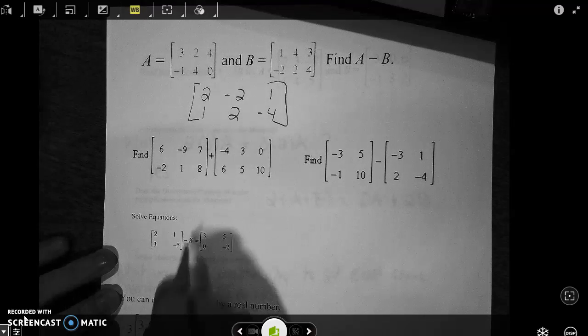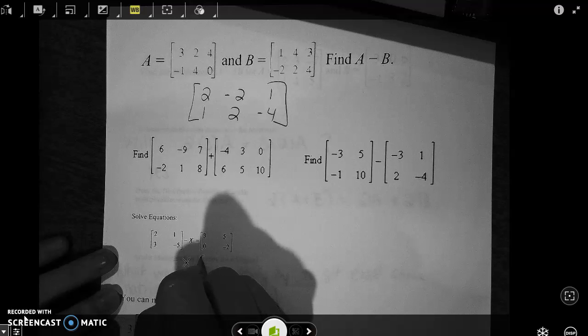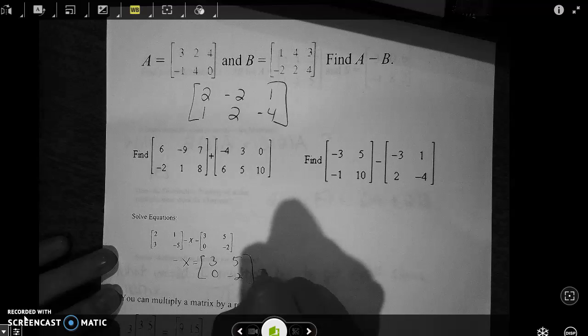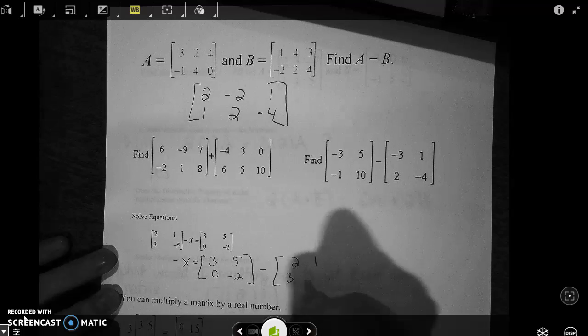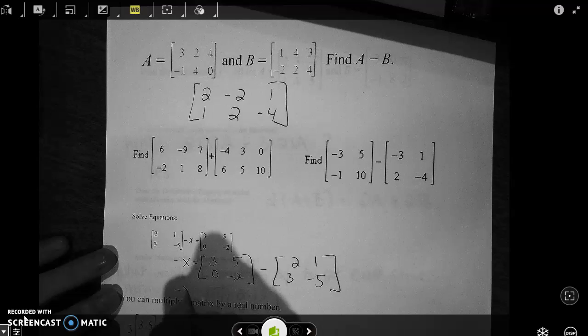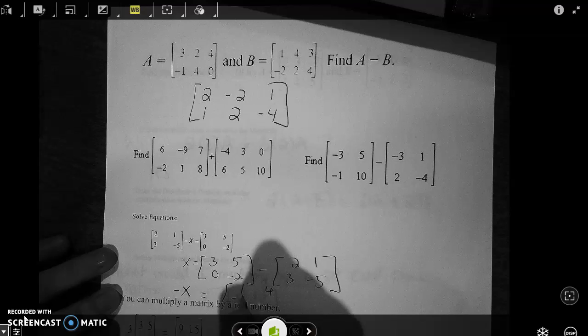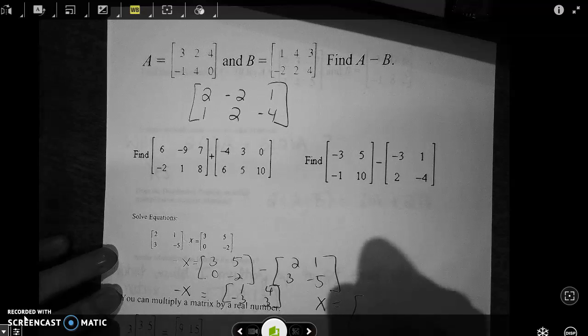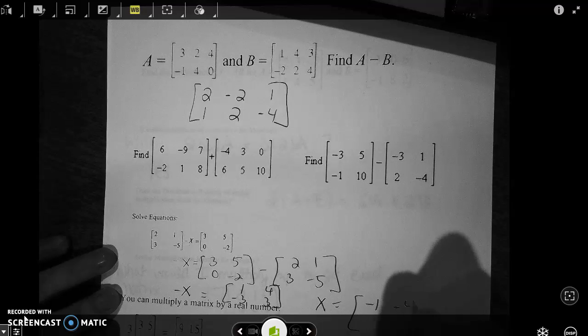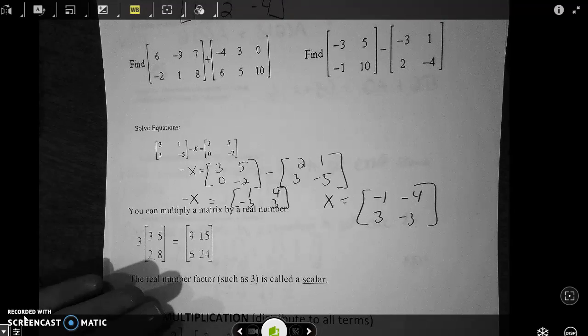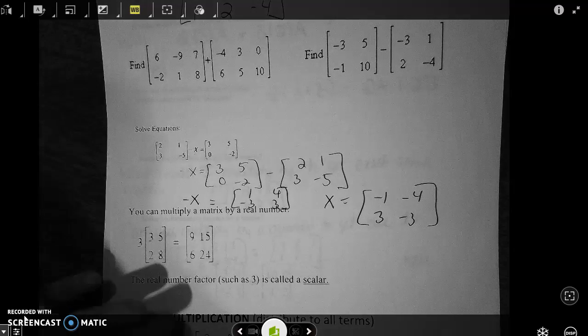I want to solve for matrix X, and so the first thing I'm going to do is subtract 2, 1, 3, and negative 5. So negative X will equal 1, 4, negative 3, and 3. Then I need to multiply both sides by negative 1, and so matrix X will equal negative 1, negative 4, 3, and negative 3. Oops, let me move it up so you can see it there. And then we'll pick up the next video, video 2.